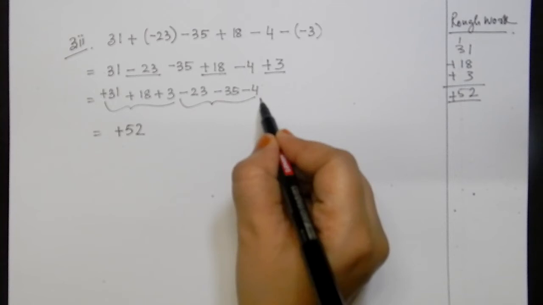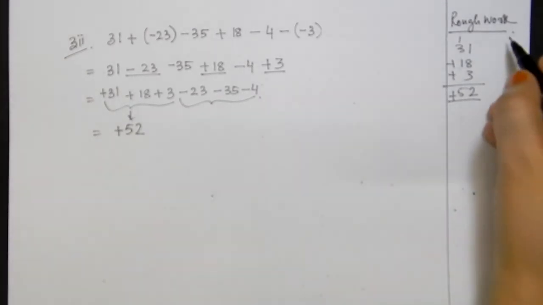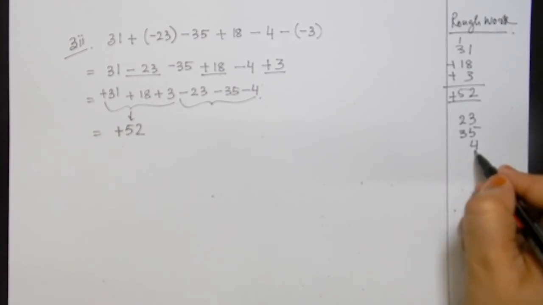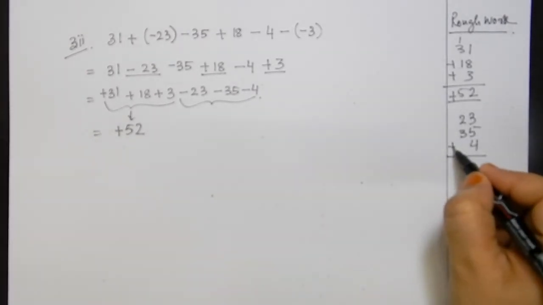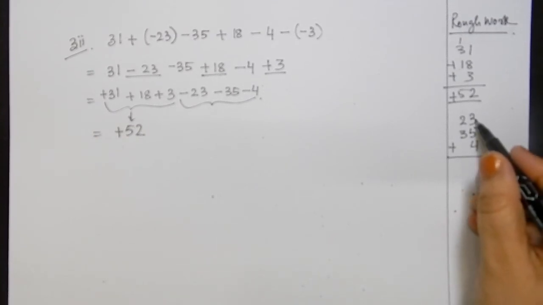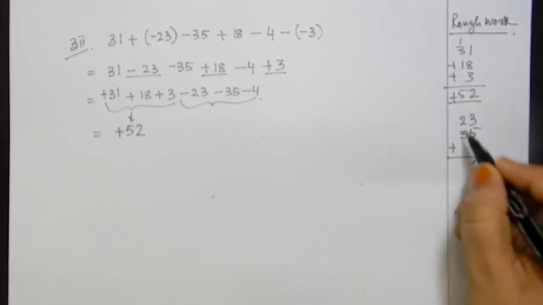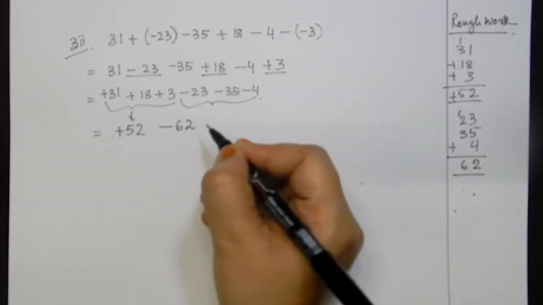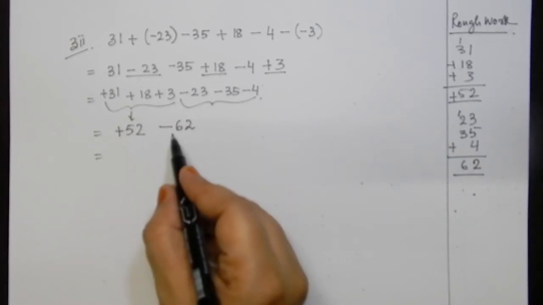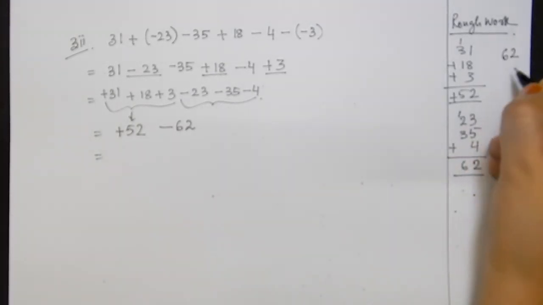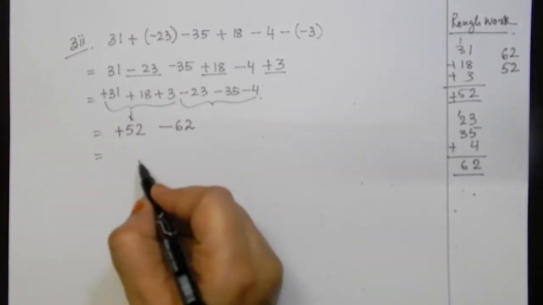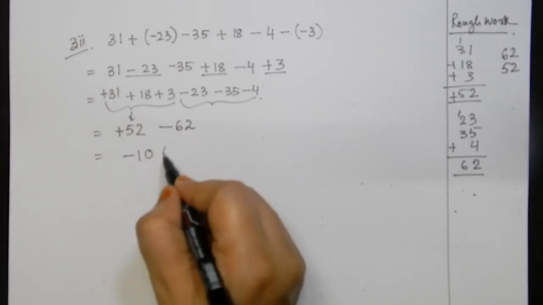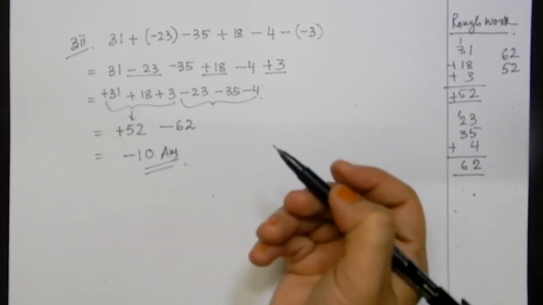Now let's add all the negative numbers. Negative numbers are 23, 35 and 4. They are all negative, so we are adding all of them and we will put the negative sign. This is 8 and 4, 12, carry 1, 3 and 3, 6. So that is minus 62. Now when there is 1 plus and 1 minus, then we have to subtract. So 62 minus 52, you can do it orally itself, that is 10, and this is minus. Because the greater is negative, so the answer will also be negative.